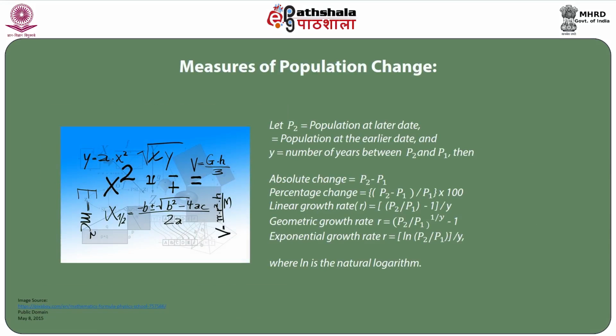Let P2 be the population at a later date, P1 the population at an earlier date, and Y the number of years between P2 and P1. The absolute change is equal to P2 minus P1. The percentage change is P2 minus P1 divided by P1, multiplied by 100. The linear growth rate, usually denoted as small r, is equal to P2 by P1 minus 1, whole divided by Y. The geometric growth rate refers to P2 by P1 minus 1 divided by Y minus 1. The exponential growth rate is equal to ln of P2 by P1 divided by Y, where ln is the natural logarithm.